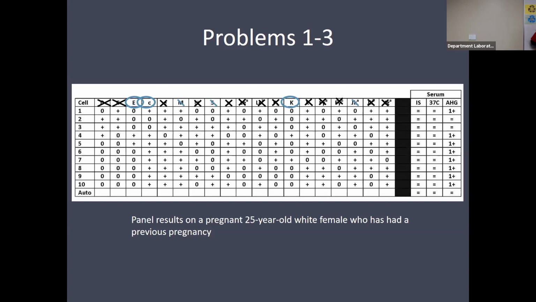So he has to be this, right? Let's see. Does that make sense? And that converts to what? Little r, little r. Does that make sense to everybody? Okay, so that's your Fisher-Race and Wiener nomenclature. Did you get that, Sarah? You got it? Okay.